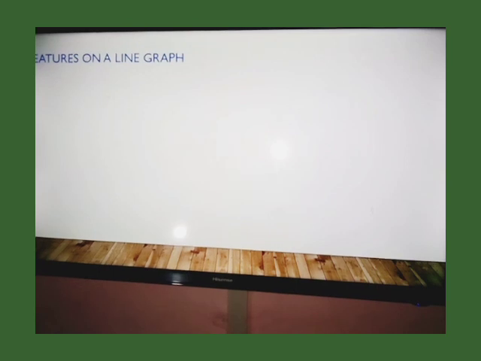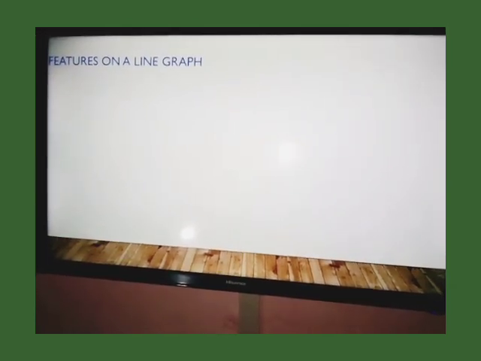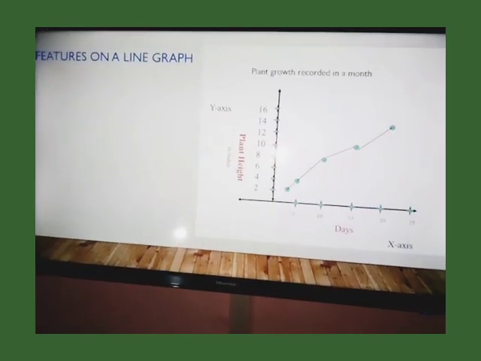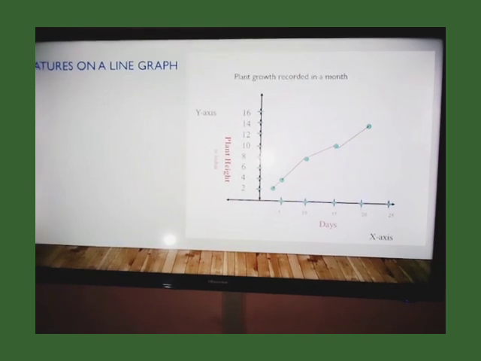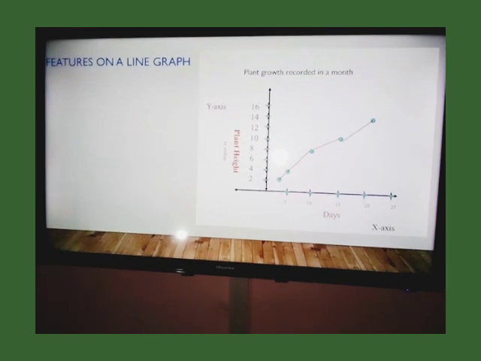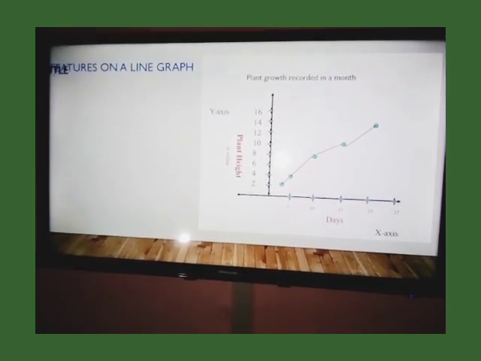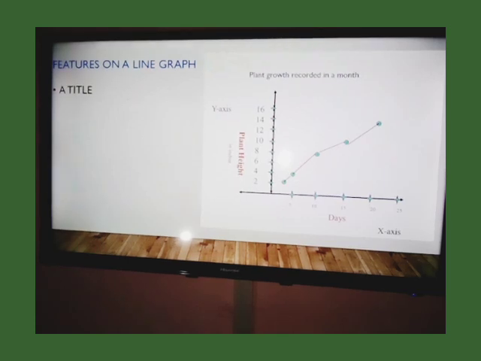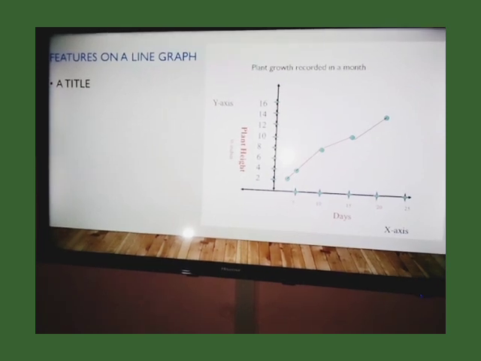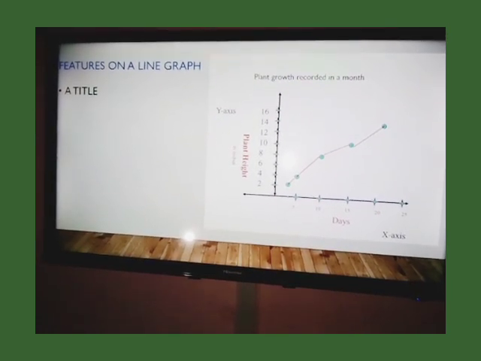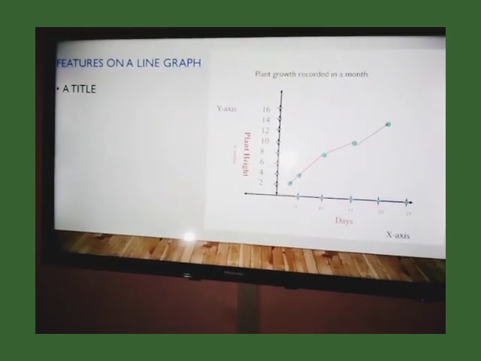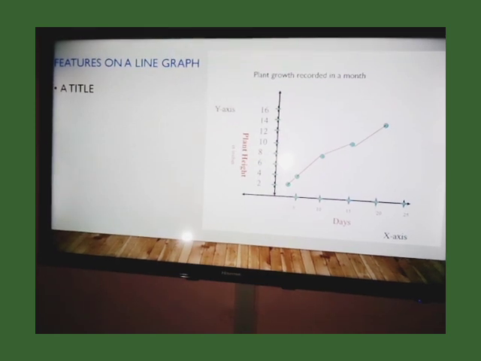there's something we need to know about a line graph. We have some features that are found on a line graph. This is the example of our line graph. The first feature that you need to know that has to be present in your line graph whenever you are doing this, whether just for fun or for academic purpose, make sure your graph must have a title. In this case, you are having plant growth recorded in a month. That's a title for your graph.